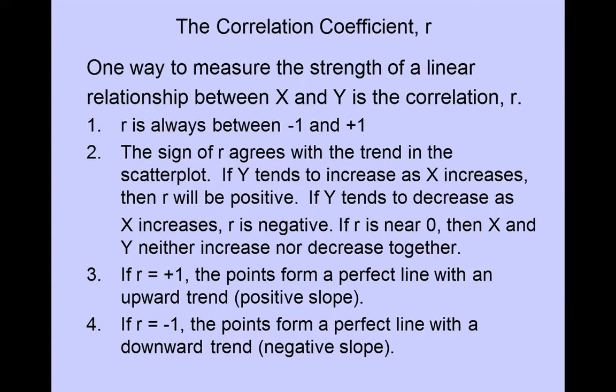The two extremes for r are positive 1 and negative 1. If r is positive 1, the points have an increasing trend, so you'd have a positive slope in the line, and all those points lie exactly on one line. They form a perfect straight line. If r is negative 1, the points form a perfect line, but now it has a downward trend, or negative slope, to it. And we'll look at some examples of these.